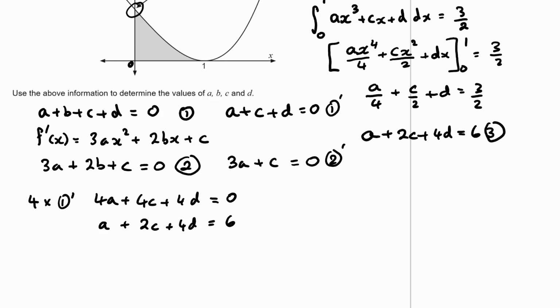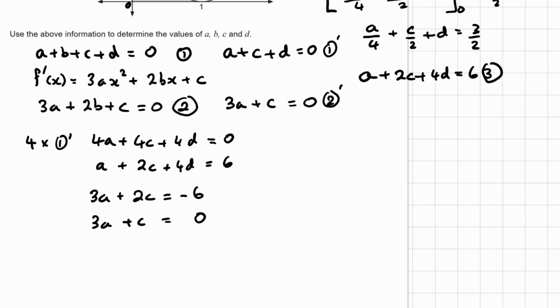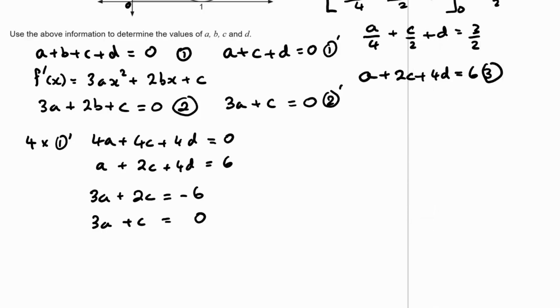So if we subtract there, we get 3a + 2c = -6. And then 2 dashed is 3a + c = 0. So if we subtract there, that gives me that c is equal to -6. Well, if c is -6, 2 dashed gives us that 3a = 6, and therefore a is equal to 2.